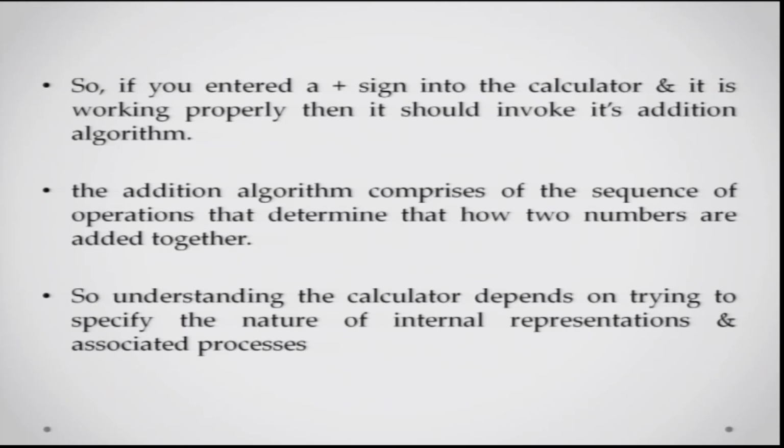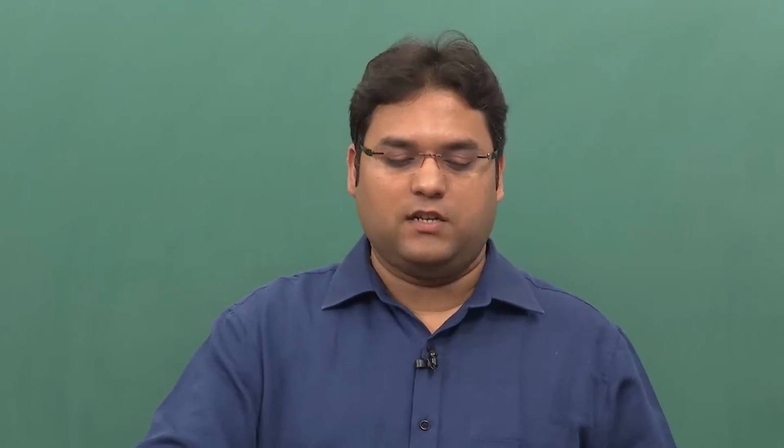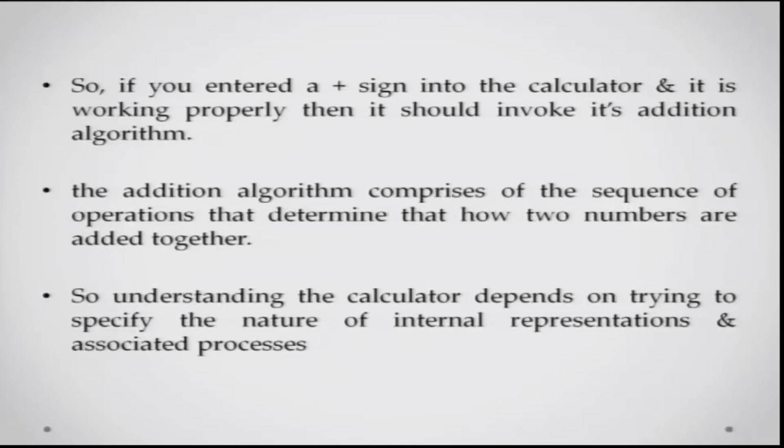Okay, so understanding what this addition algorithm comprises. This addition algorithm comprises the sequence of operations that determine how these two numbers are going to be added. That is where you are actually talking about how a particular function is taking place, how this addition is really happening. So if you really want to understand and get a good picture of what the calculator does, it depends on trying to specify the nature of the internal representations, how the calculator is representing numbers, and the associated process, how the calculator is actually adding up numbers. This is what you want to talk about when you are talking about the representation and algorithmic level.